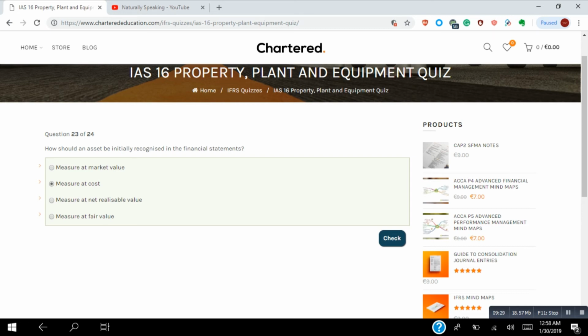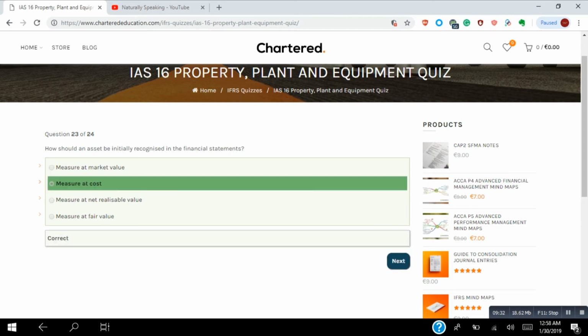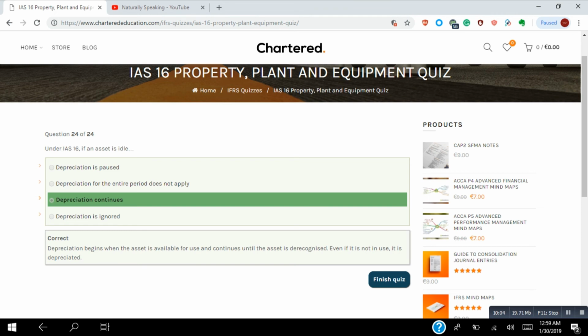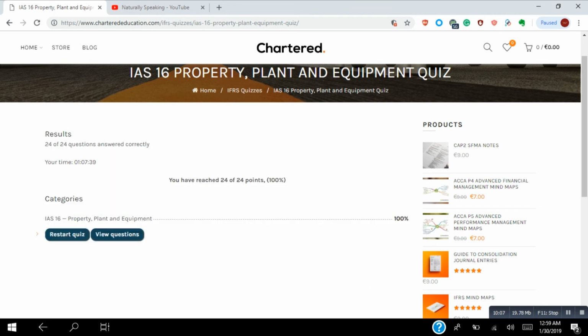So let's see what we have for the next question. Under IAS-16, if an asset is idle, depreciation is paused. No. Depreciation for the entire period does not apply. No. Depreciation continues. Yes. It is not affected if the asset is not in use. Depreciation has nothing to do with it. It's simply the apportionment of the cost of an asset for its entire useful life. So it will continue as such. So it has been finished, so it's 100% accurate result, so you don't need to worry about it.